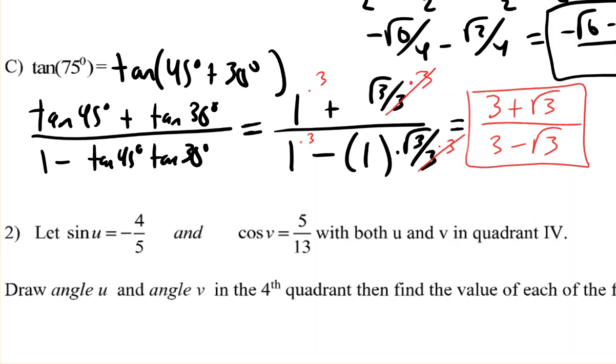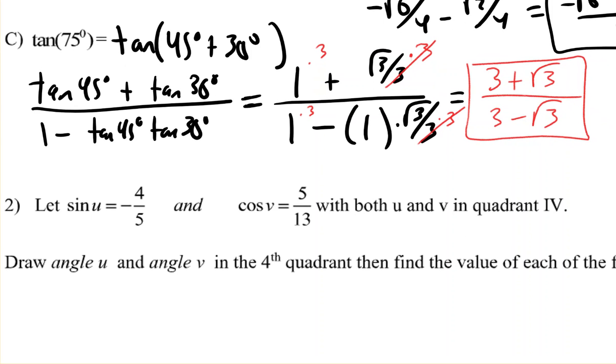Again, if you want it to match with what the back of the book says, they're going to multiply the top and the bottom by 3 plus the square root of 3. It makes the question a little bit longer, not really necessary, so I would stop there. But again, please just multiply everything by 3 so that you don't have a complex fraction. It's an easy step.